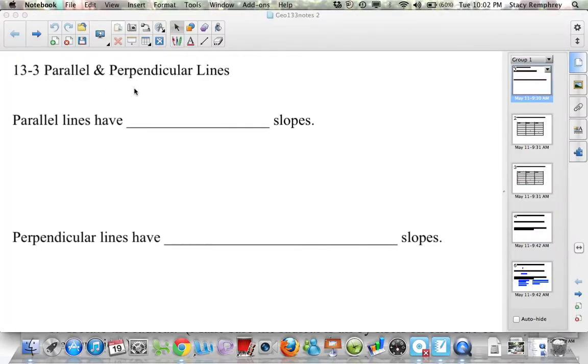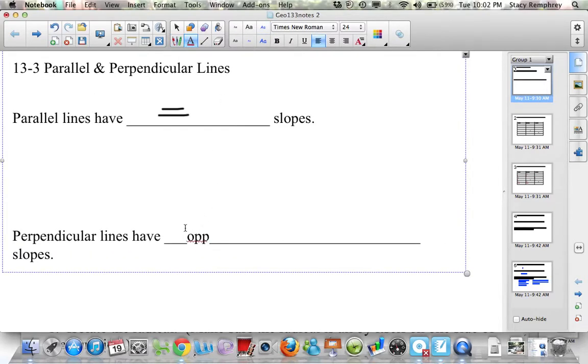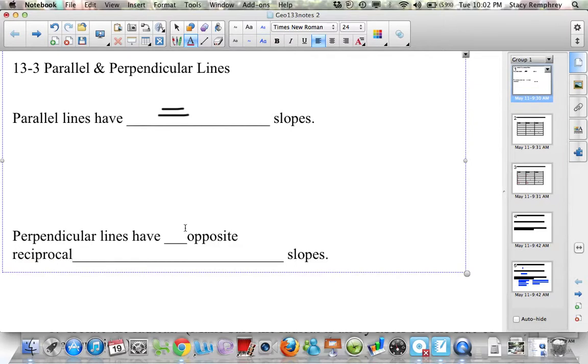So we're going to fill those in here, and we're going to say that these have equal slopes, and these have opposite reciprocal slopes. Changing the sign, because we talked about changing the direction, and then reversing the rise and the run.